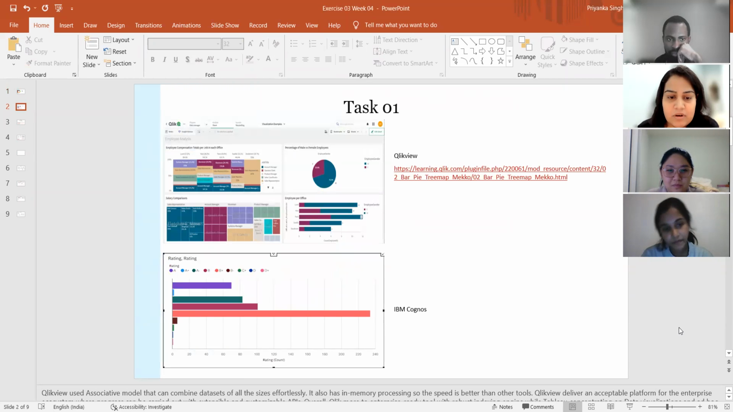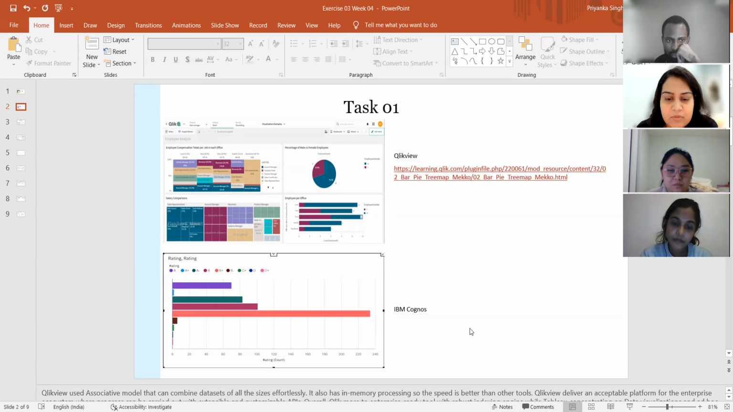We have included two dashboards, one from ClickView, another one from IBM Cognos. For ClickView, we have used employee compensation data, and we have tried to highlight different segments like per office, per salary compensation. And then we tried using YouTube top 500 videos data to create a bar chart using rating.